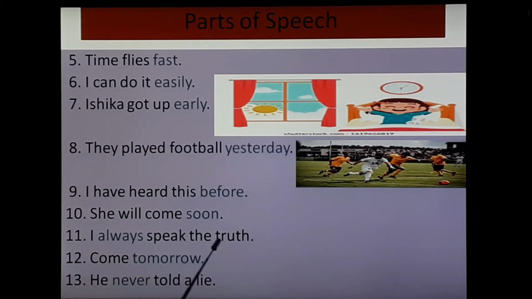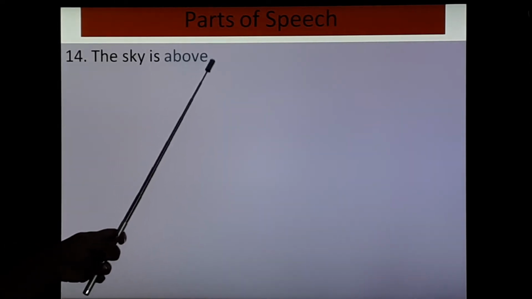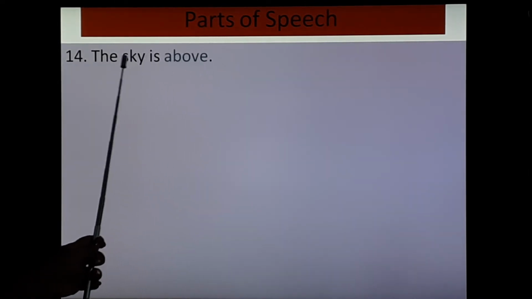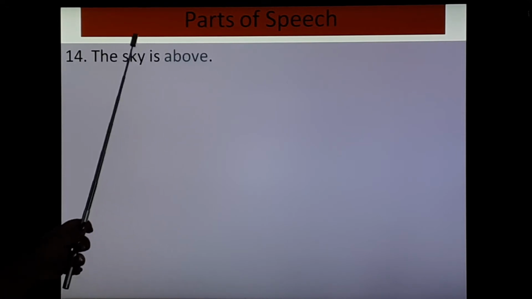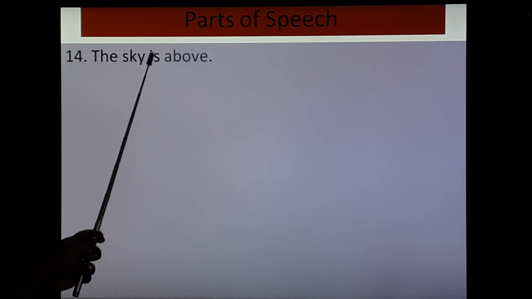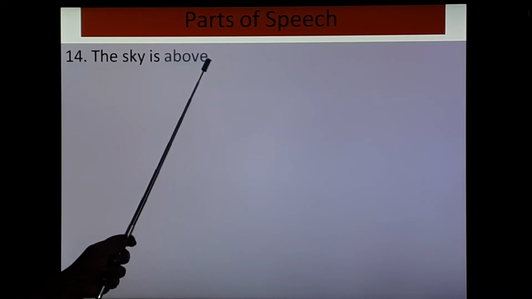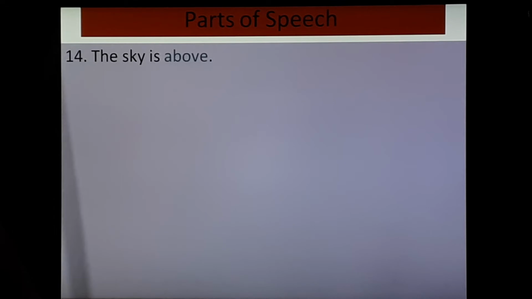He never told a lie. So told is the verb, and never is an adverb. The sky is above. Above, below, all these. So here the verb is is, and above adds something to the meaning of is. Where is the sky? Above, below. So here it is indicated with the help of above. So that is called an adverb.